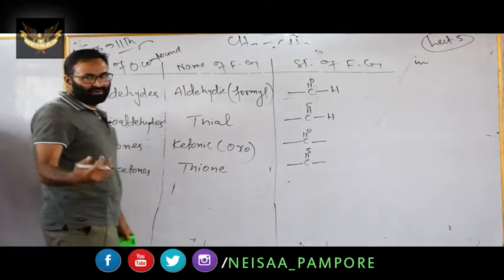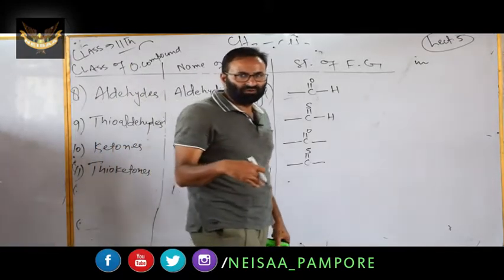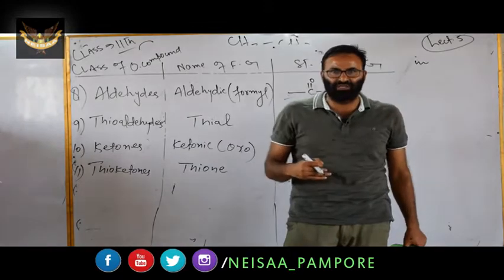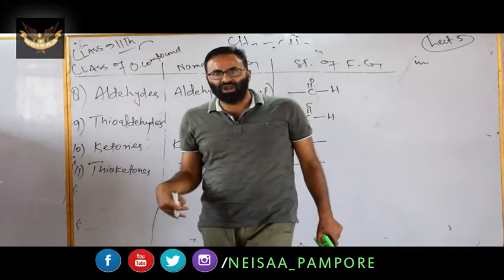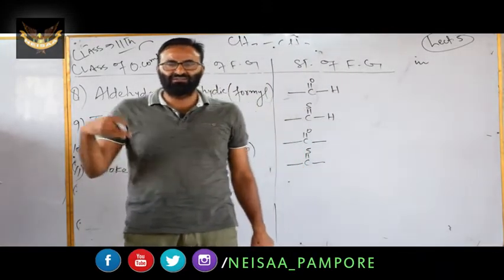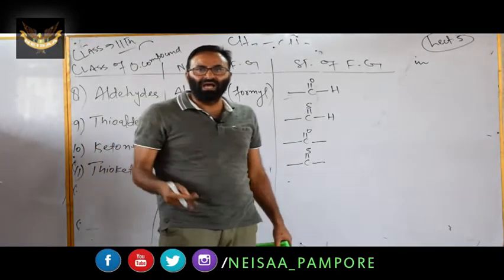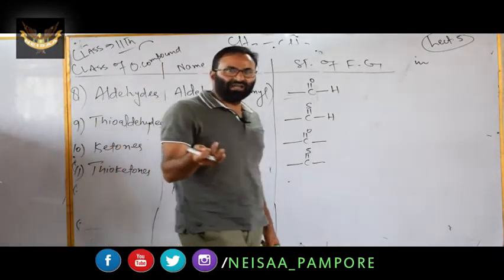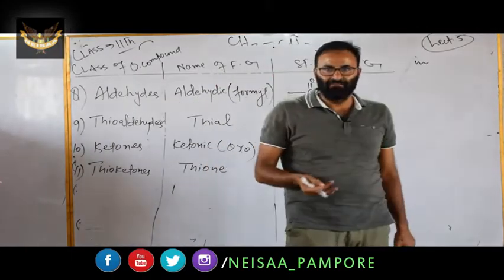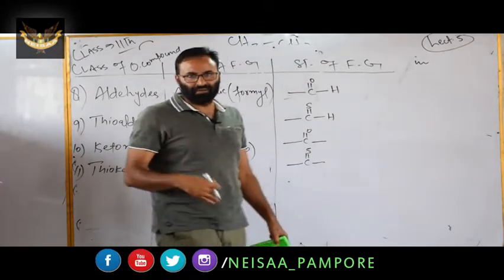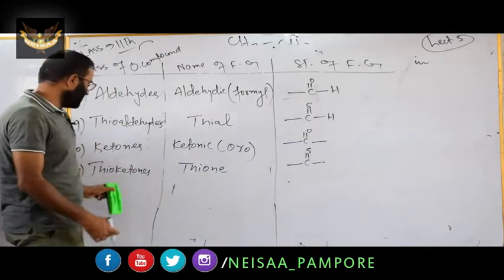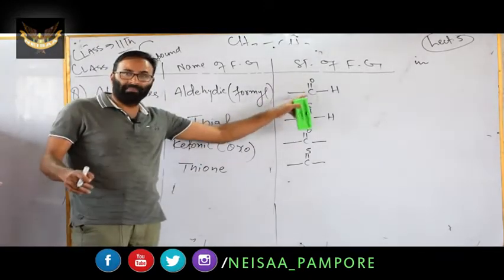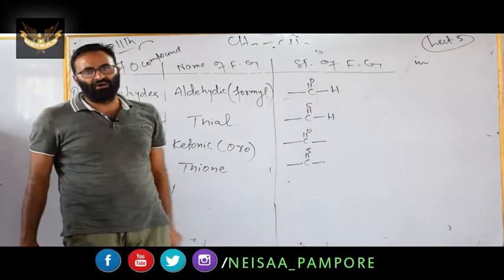You can remember it as alkenes double bond, alkynes triple bond, halogen derivatives halogen. We have alcohols hydroxy, thioalcohols thiol, aldehydes aldehydic, thioaldehydes thiol, ketones ketonic, thioketones thione. But at the same time, you have to remember the structures of functional groups.